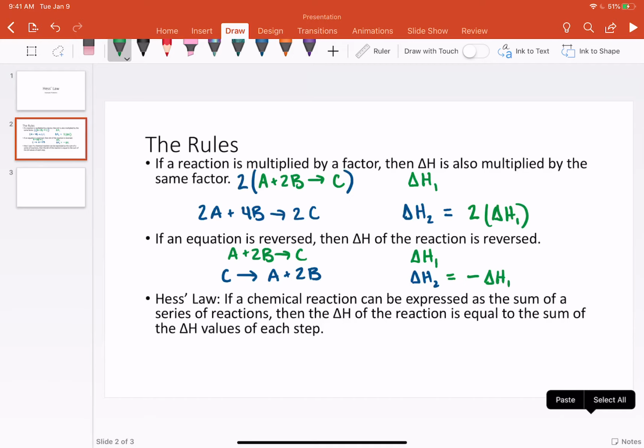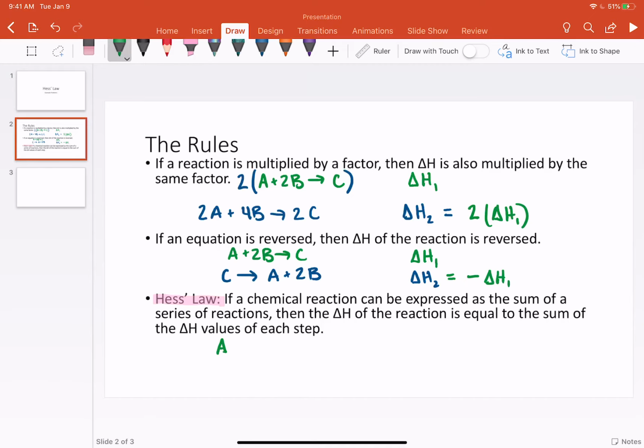And this is important because this is what Hess's law really is. And this is that if we have a chemical reaction that is made up of multiple smaller steps, so different individual reactions, we can add those individual reactions together to get to our main reaction, the one that we were looking at. And that means that we can also add our delta H values together. So here's what I mean.